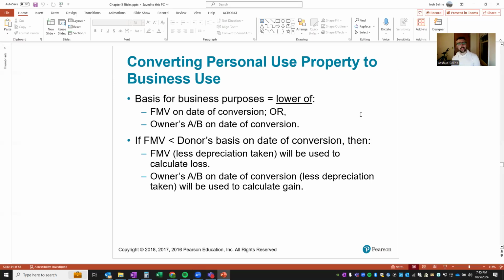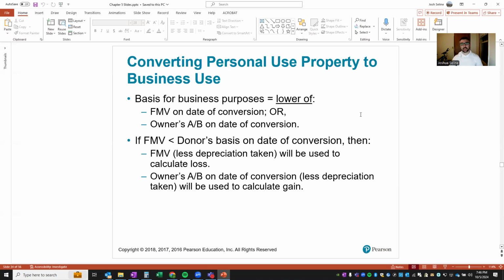Converting personal use property to business use. Your basis for business purposes is going to be the lower of the fair market value on the date of conversion or the owner's adjusted basis on the date of conversion. I've got a vehicle that I purchased for $5,000. It's now appreciated, very rare, to $10,000.